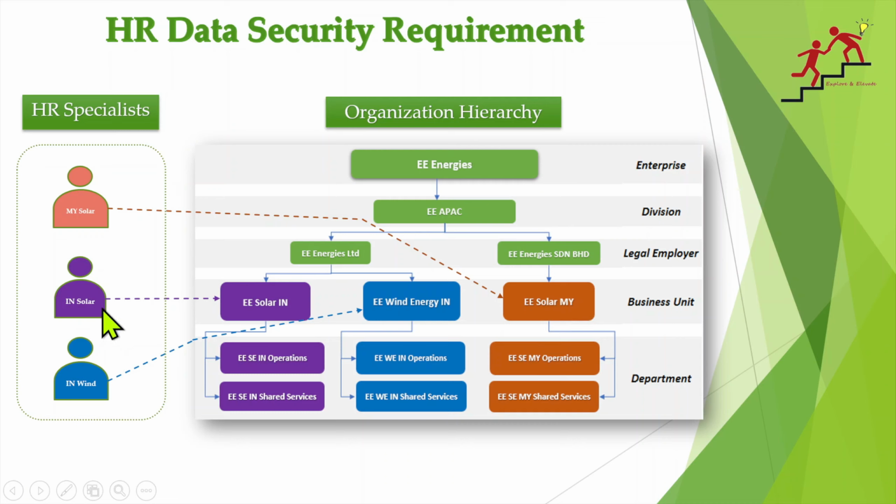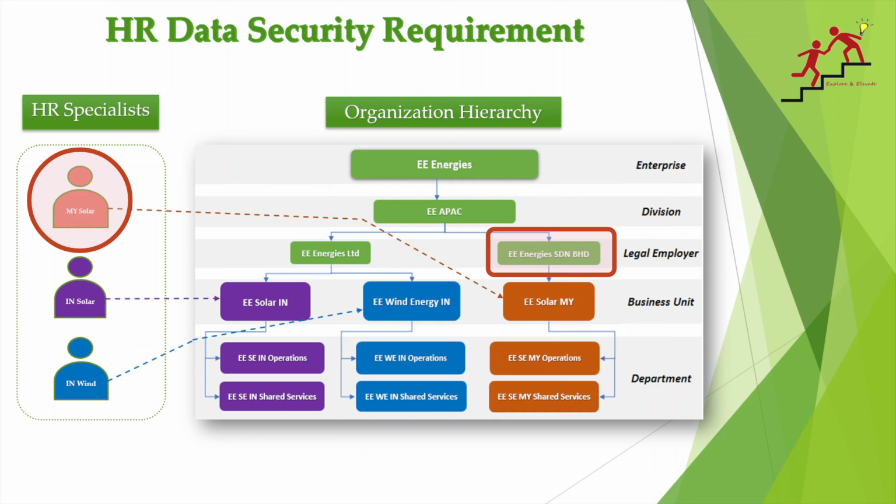Similarly, the HR specialist named IN Solar and IN Wind should have access to EE Solar IN and EE Wind Energy IN business units and its child organizations respectively. You can see the colors of HR specialist users here and match it with the organization's color to know what access they should need. Now let's focus on the access needed for the HR specialist named MY Solar.